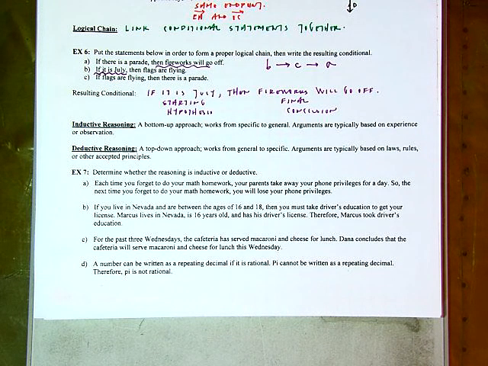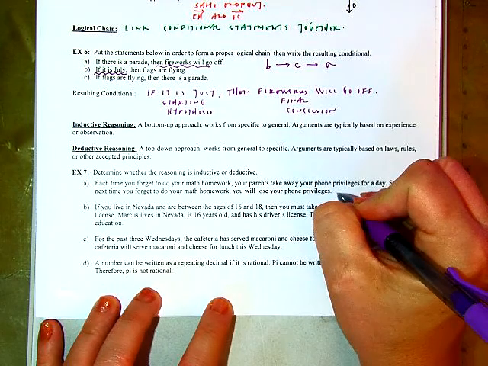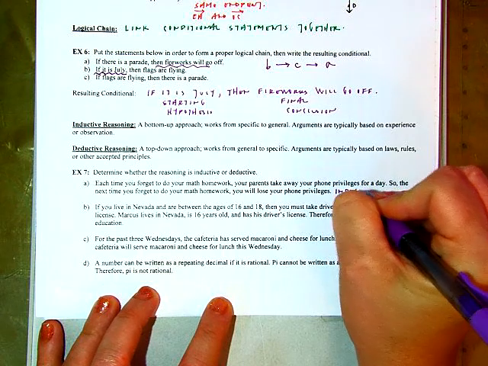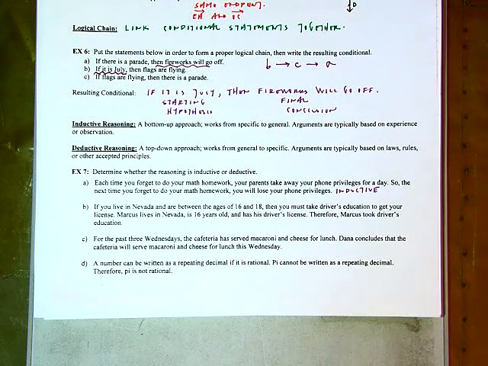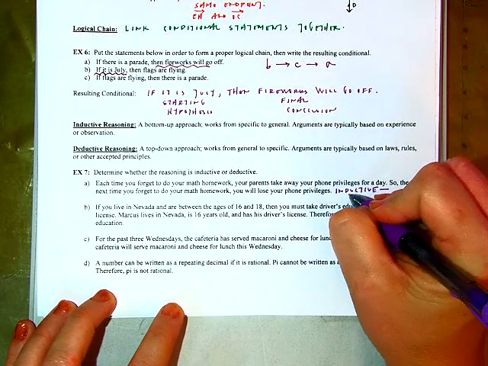So for A, each time you forget to do your math homework, your parents take away your phone privileges for a day. Well, that feels very specific, right, based on your own personal experience. And then it's followed up with, so the next time you forget to do your math homework, you'll lose your phone privileges. So that feels inductive. Right? We recognize a pattern. It's based on experience.